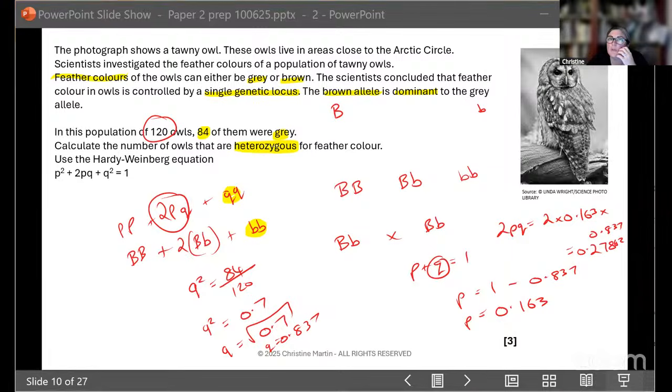Right, hold on. Let me just come across because someone asked a question there. Right. Why isn't q squared equal to 84? Because it's 84 out of the whole population, and you were told the whole population was 120. So therefore, it's a proportion. Proportion means out of total, yes. Great.